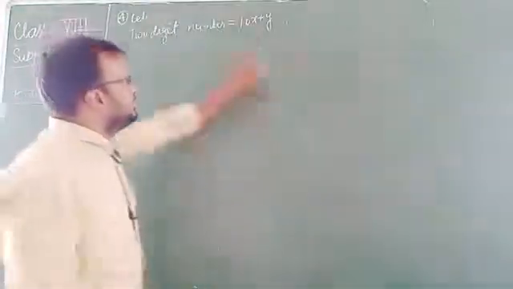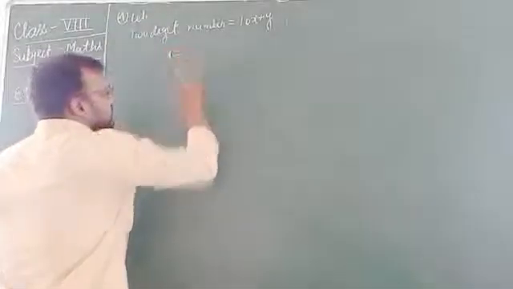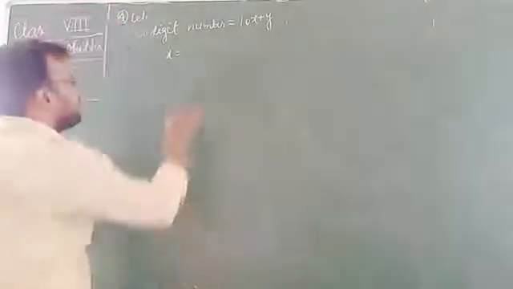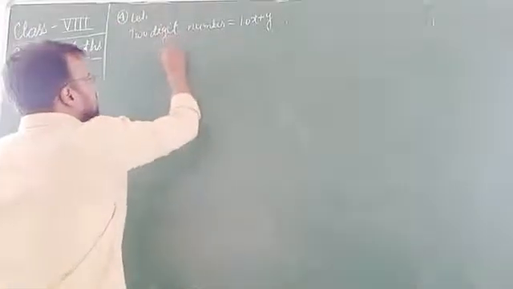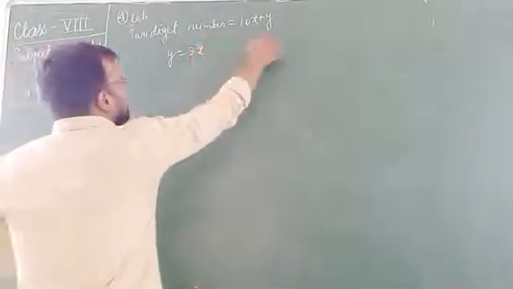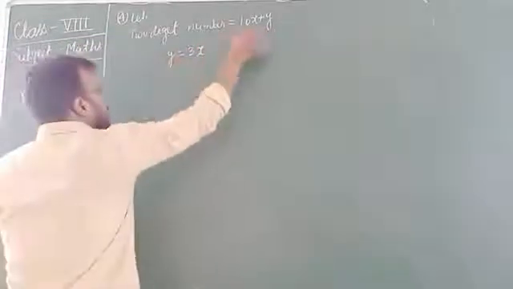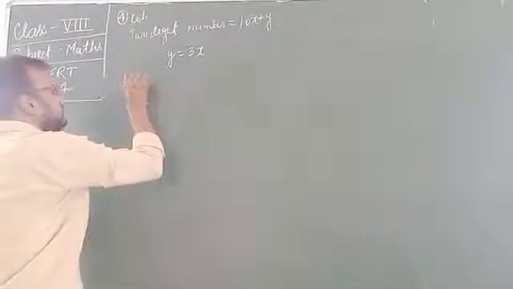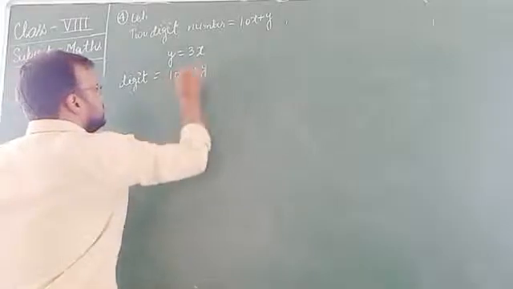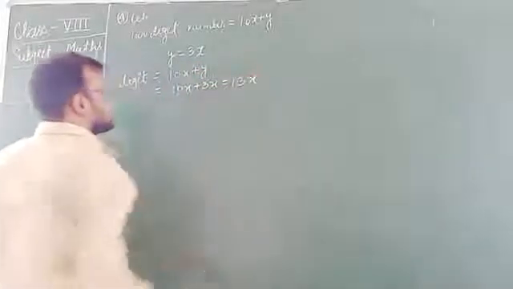So let the unit place be more. So y equals 3 times x. Let the unit place be more, the unit place greater than the tens place. So put the value of y. So the number equals 10x plus y, so 10x plus 3x equals 30x plus x, which is 13x.